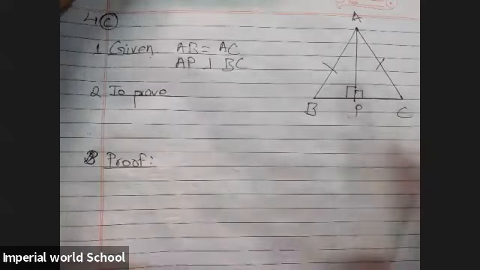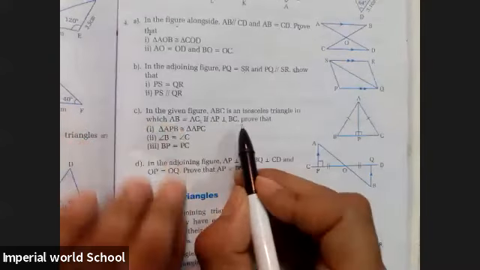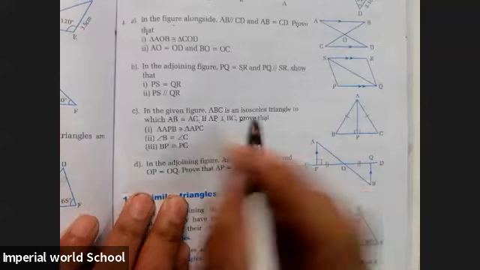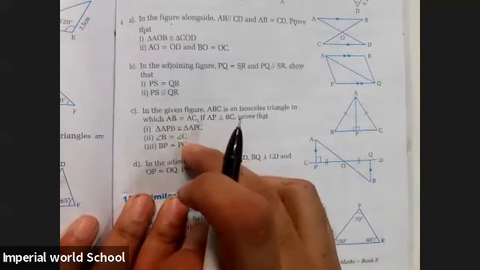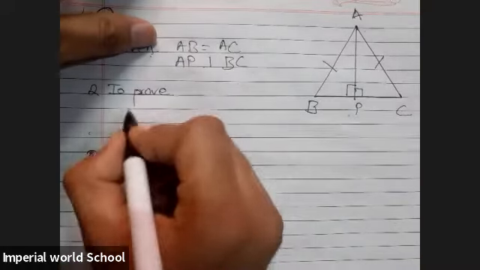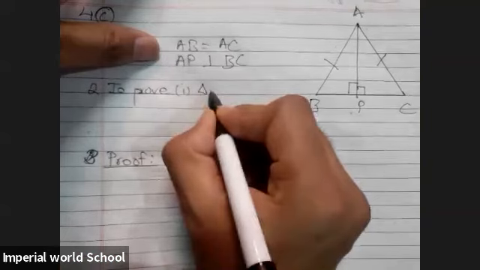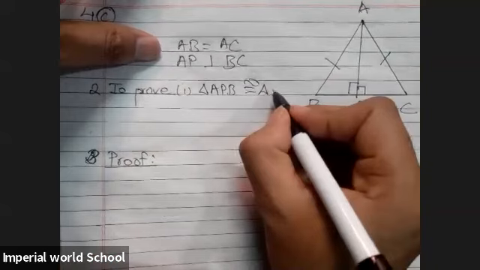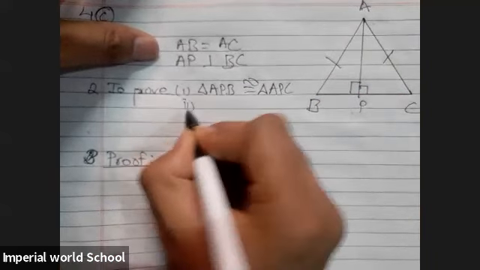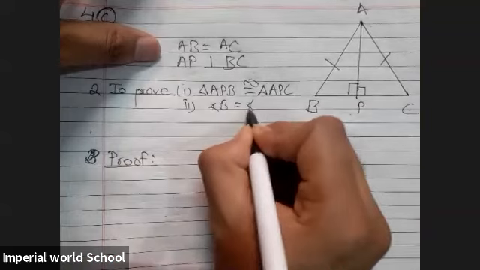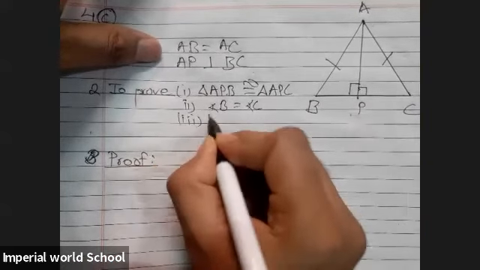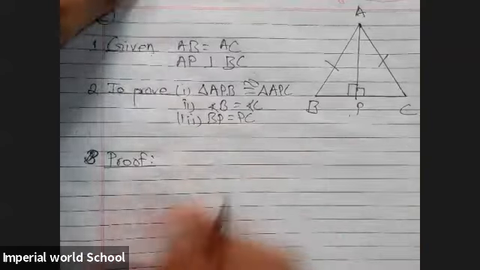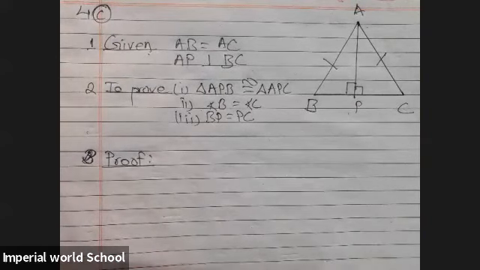Now, to prove means what the question has asked us. This is also going to be copy-paste from the question's prove part. All these things are going to go inside the to-prove section. That means I'm going to copy the same thing from the book. Number 1, you are going to prove triangle APB congruent to triangle APC, number 2 is angle B equals angle C, and number 3 is BP equals PC, and then proof.